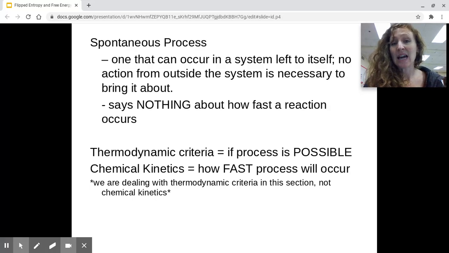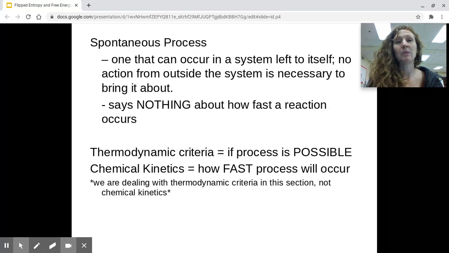Now, this doesn't say anything about how fast a reaction occurs. Okay, a system might move forward on its own in a second, or the system might move forward on its own in 4 billion years. But as long as it moves forward on its own, it's considered a spontaneous process.